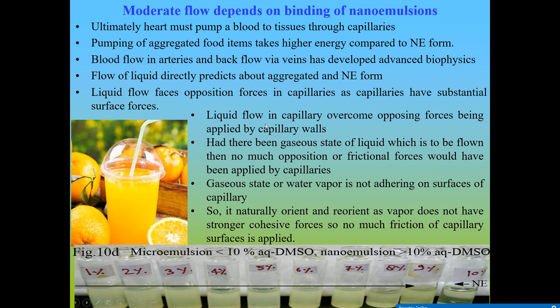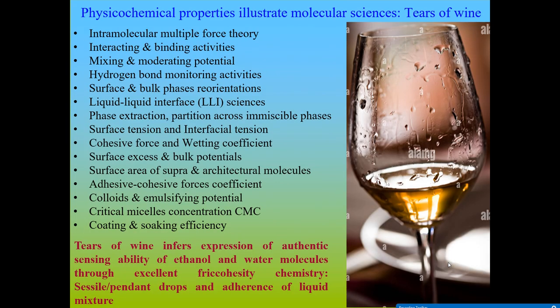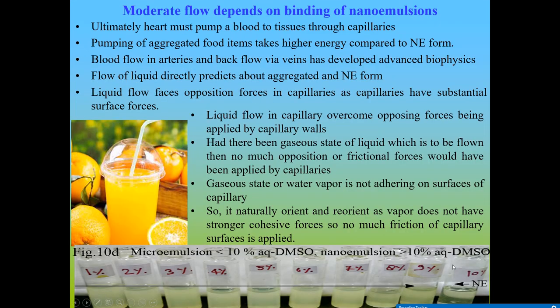So that way we can say that in nano emulsion, cohesive forces and frictional forces are almost equal. It does not mean there's a tendency, like in the previous slide, where the cohesive forces were stronger, and as the ethanol evaporated, the water came together developing the tears of wine through cohesive forces. So they remain as such there, and this is an excellent property where we could say that such formulations are not going to get coagulated.